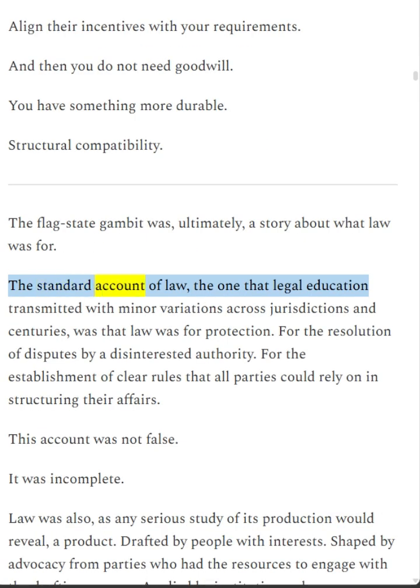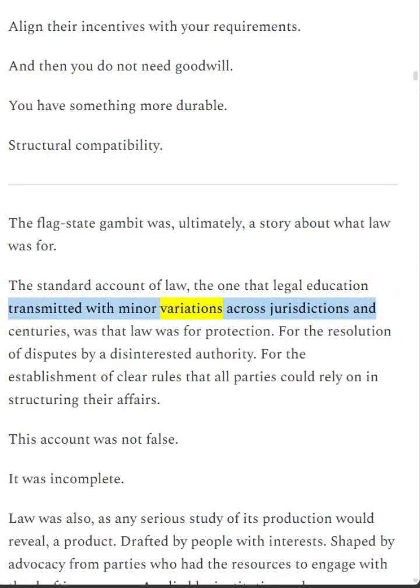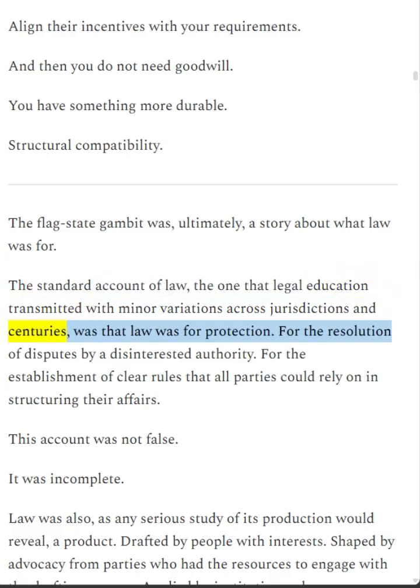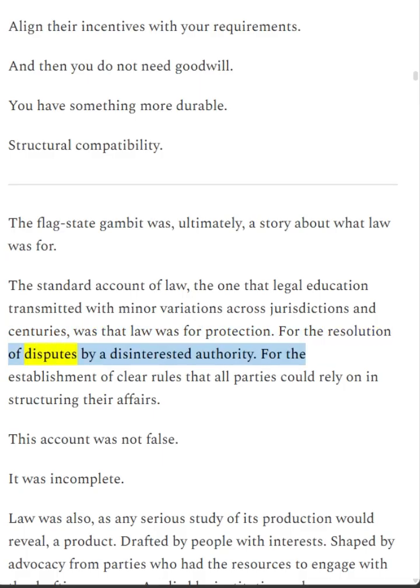The standard account of law, the one that legal education transmitted with minor variations across jurisdictions and centuries, was that law was for protection, for the resolution of disputes by a disinterested authority, for the establishment of clear rules that all parties could rely on in structuring their affairs. This account was not false. It was incomplete.